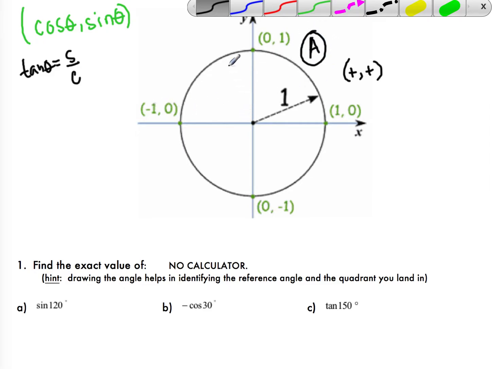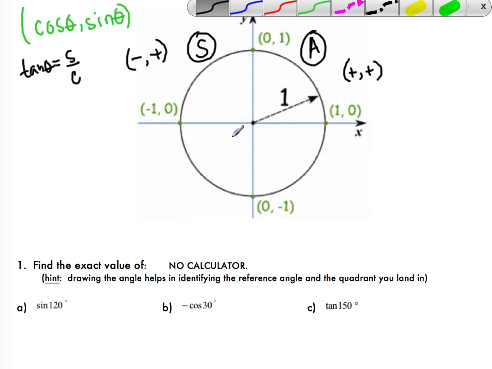If we look over here into this quadrant, we have negative x, which means our cosine's going to be negative, positive sine, and if we do our tangent, we have a positive divided by negative, which will give us a negative. The only positive here is going to be our sine.